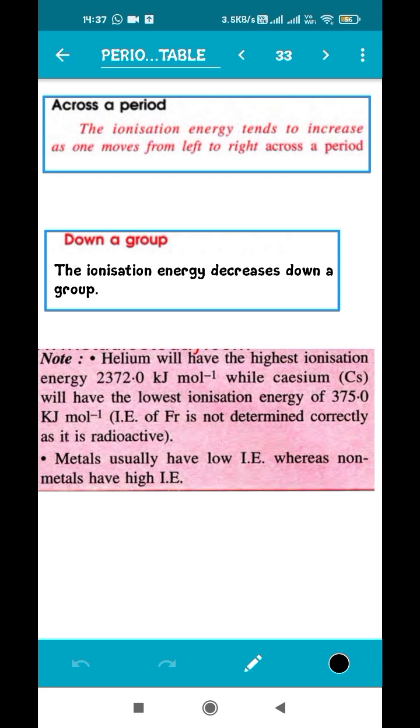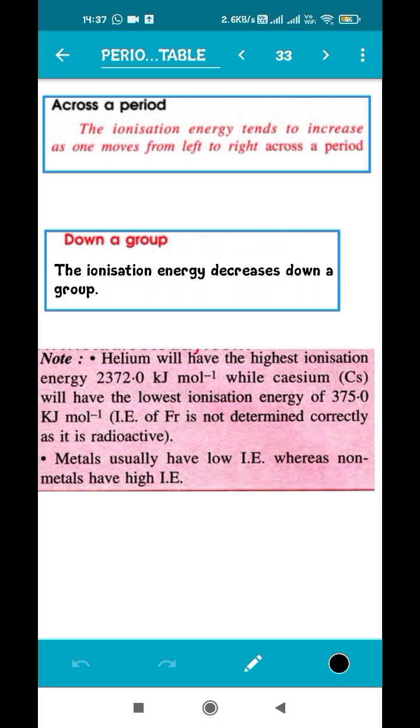Next, we have another very important observation. Helium will have the highest ionization energy, while cesium will have the lowest ionization energy. Cesium is very easy to understand because it is the best metal, so it will have the lowest ionization energy. It can very easily remove an electron without much energy requirement.